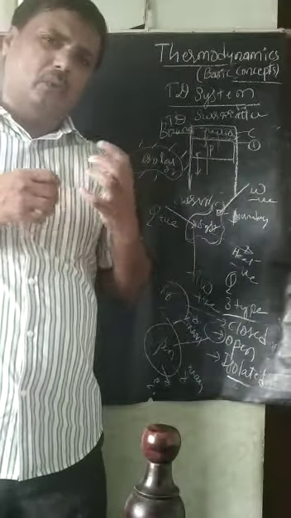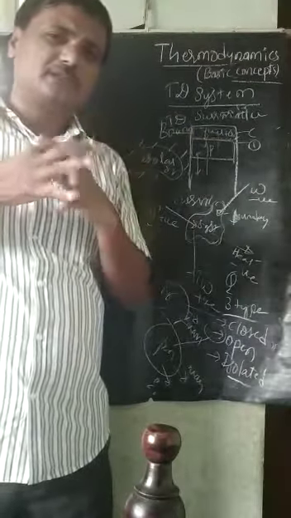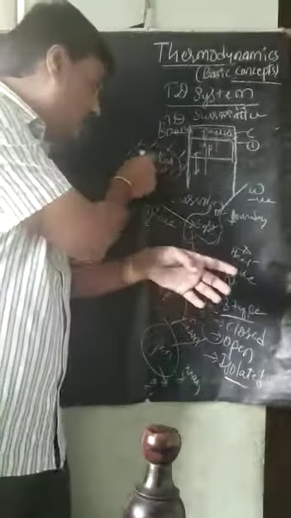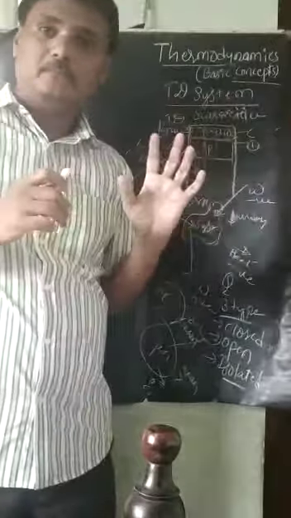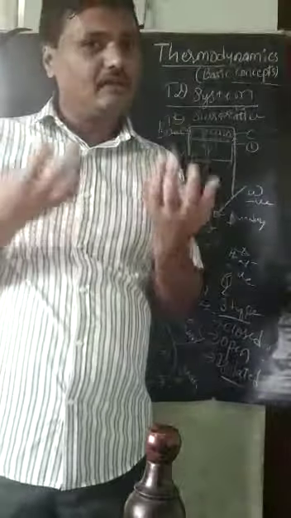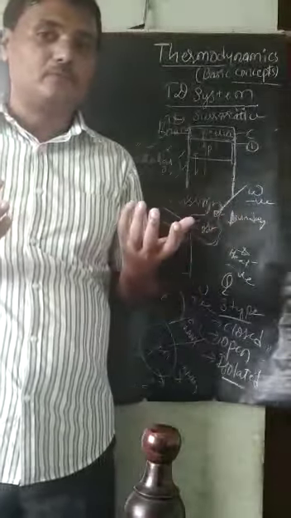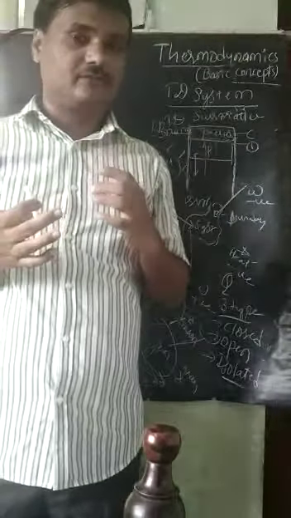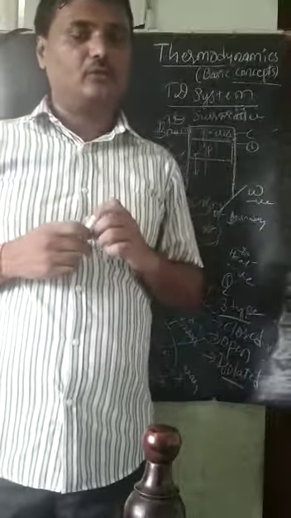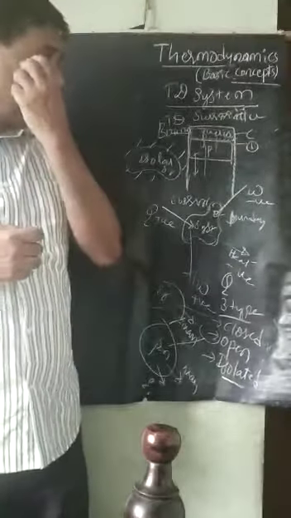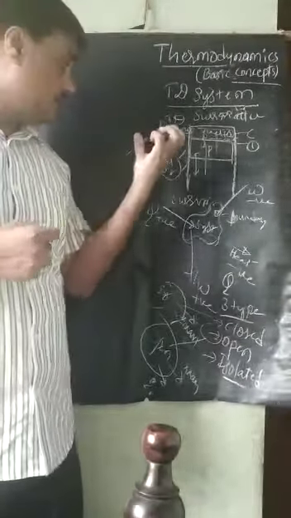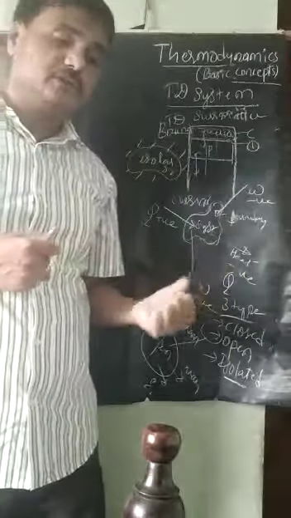So what happens? Whatever heat interaction, work interaction, or energy interaction takes place, it takes place within the boundary only. They will not cross the boundary. Mass as well as energy will not cross the boundary. Therefore that kind of system is called an isolated system. This is about the types of thermodynamic systems.